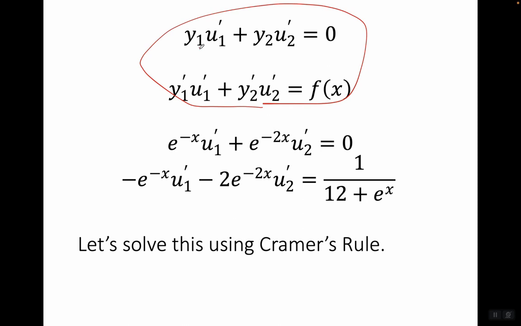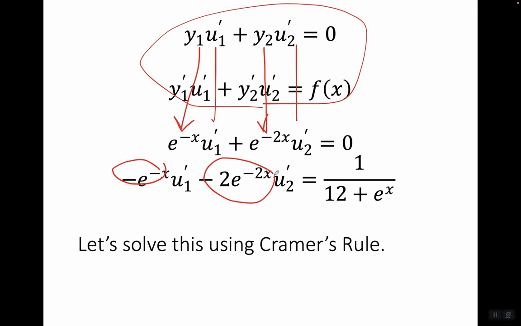y1 in this case is our first solution to the homogeneous differential equation, so it'll be e to the negative x. y2 is going to be the second solution, which is e to the negative 2x. And then we just have u1 prime and u2 prime. We'll find out in a moment what those are. And then y1 prime is the derivative, so that'll be negative e to the negative x. That's the derivative of e to the negative x. And y2 prime is going to be the derivative of y2, so it'll be negative 2 e to the negative 2x. Okay, so we have this system of equations.